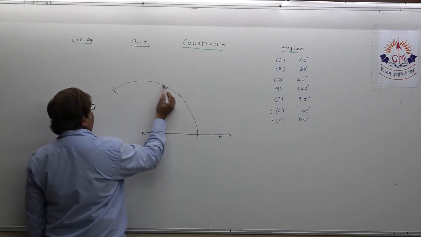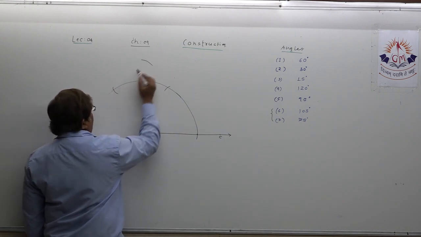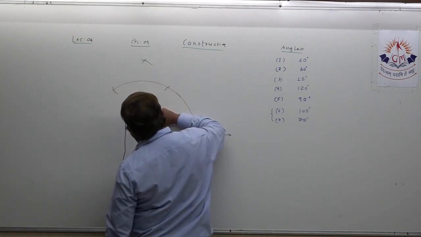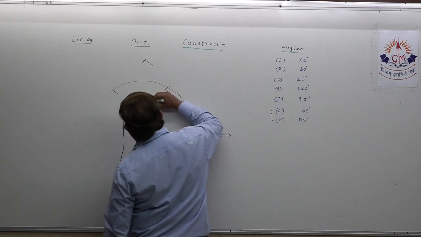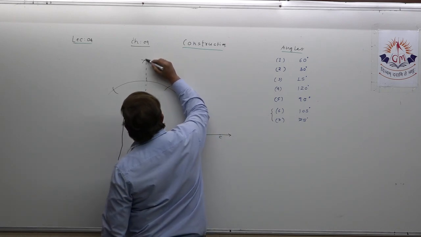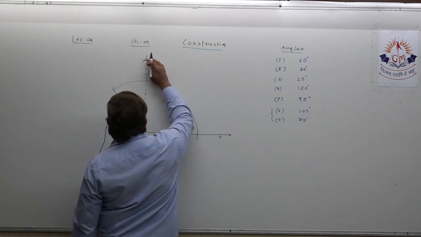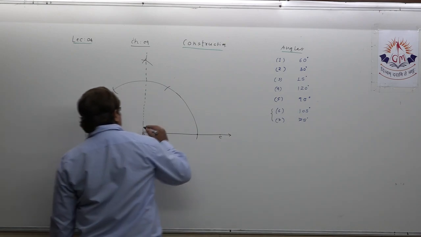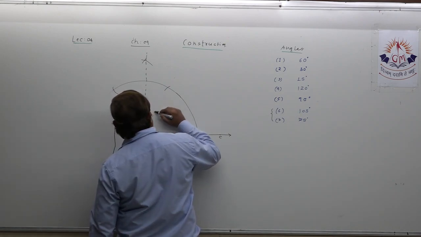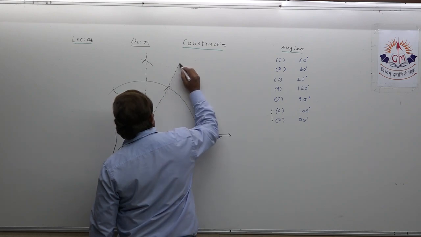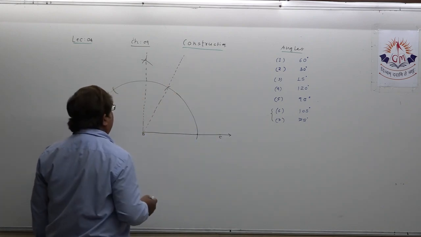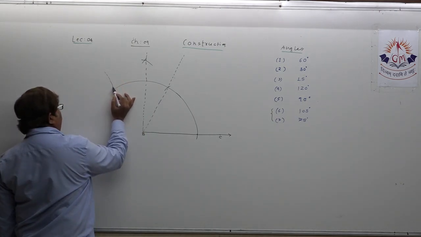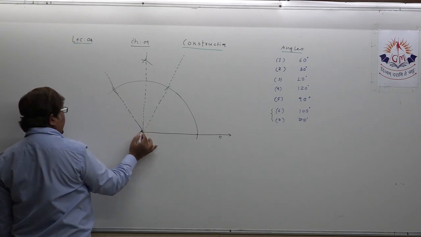Keeping the same radius, one arc from here and one arc from here, and just construct an angle of 90 degree, but as a dotted line. Suppose this is the angle of 90 degree, dotted line. Also draw a dotted arm to show the angle of 60 degree. Also show a dotted arm to show the angle of 120 degree.